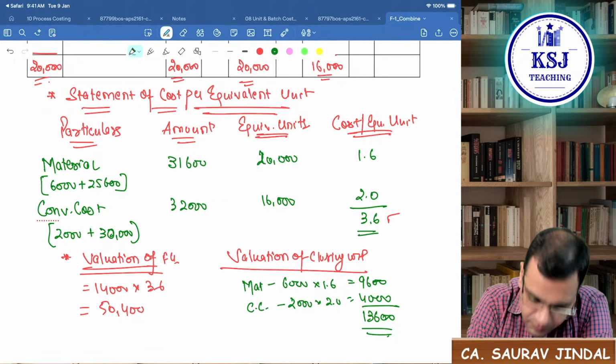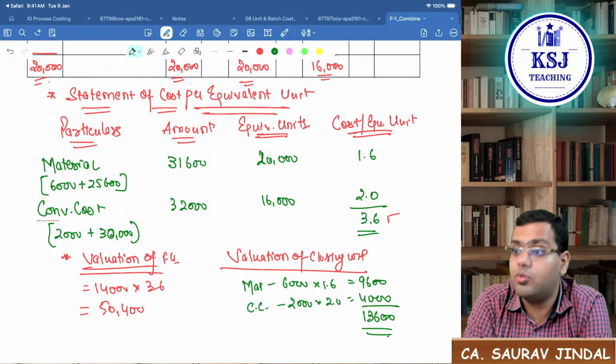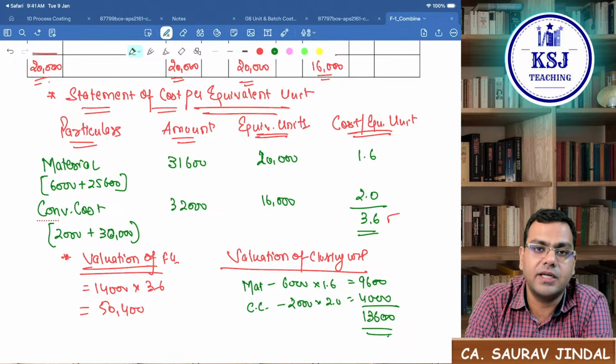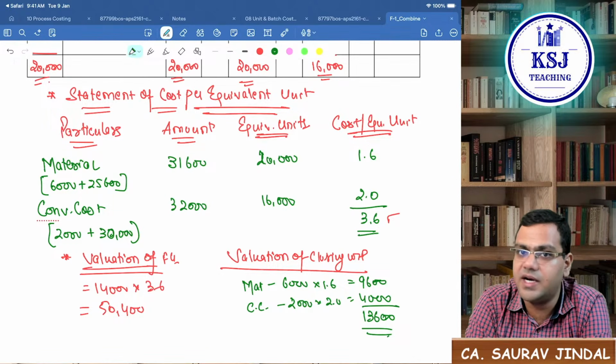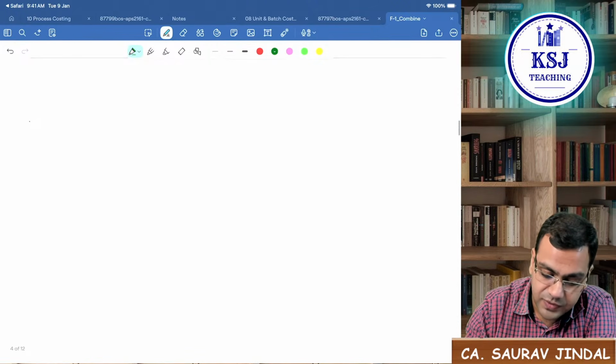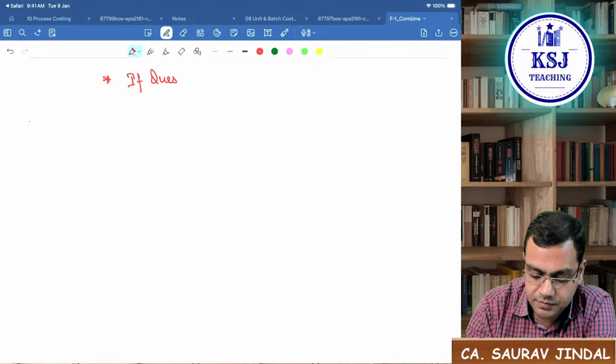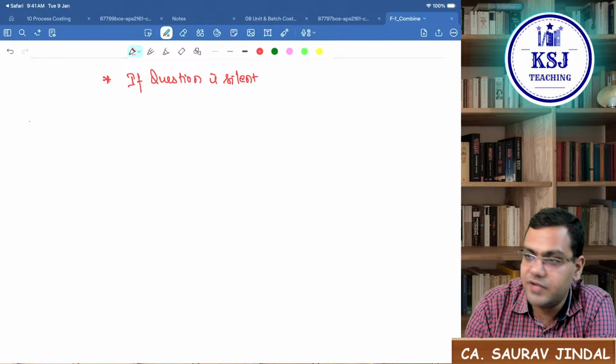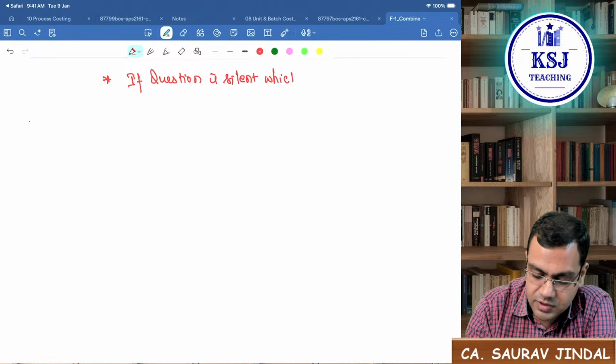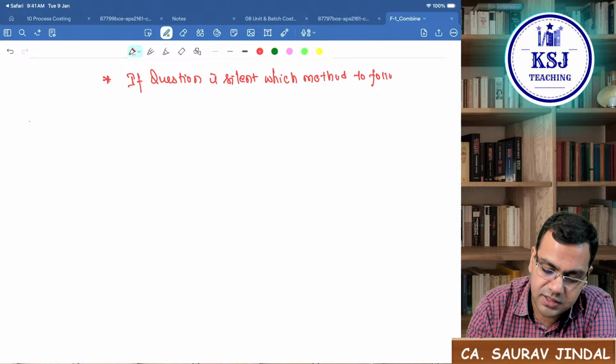Clear? Okay. Now comes one very important thing. Sir, in the exam, most of the times it will be given whether the question is to be solved by FIFO method or by weighted average method. But if the question is silent, then how to decide which method is applicable? Because it has happened, I'm telling you. Now what I'm saying is, if the question is silent about the method, which method to follow? If the question is silent on this, then what will you do?